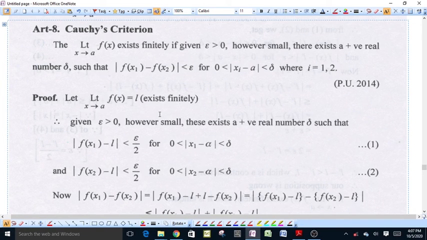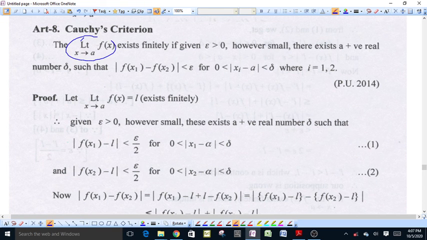Dear students, welcome. Today we will discuss a very important topic, Cauchy's criteria to find the limit of a function. The limit of a function f(x) as x approaches a exists finitely if for given epsilon positive, however small, there exists a positive real number delta such that the difference f(x1) minus f(x2) is less than epsilon, as x1 and x2 lie in the delta neighborhood of point a.